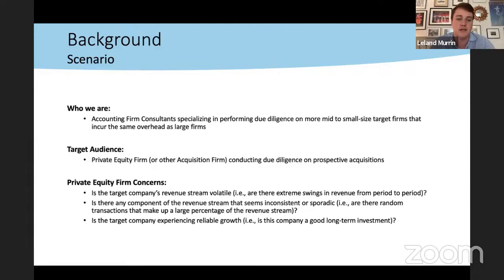The private equity firm's main concerns are whether or not the company has a volatile revenue stream. Is it swinging wildly from period to period? Is its revenue stream inconsistent at any point? Is it sporadic? Are there random transactions in it that make up the large bulk of its revenue, or is it something that's seasonally predictable? And then finally, is the target firm experiencing some sort of reliable growth over time? Is it a good long-term investment?